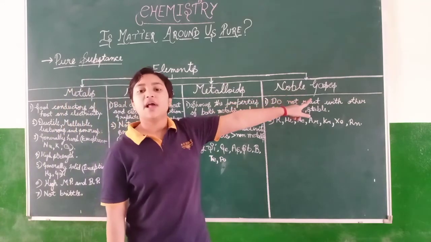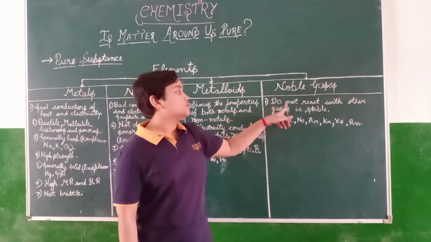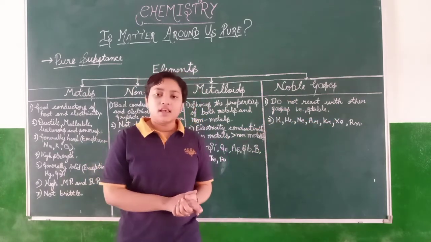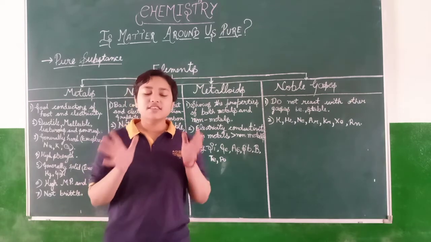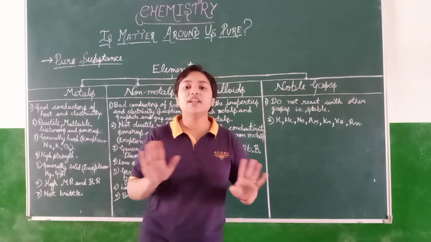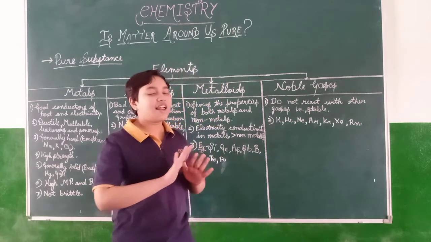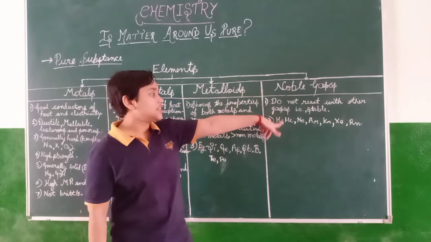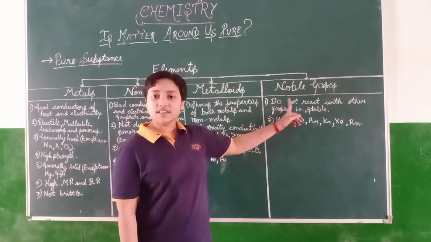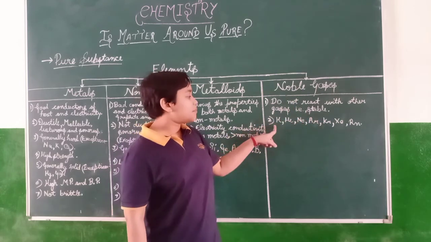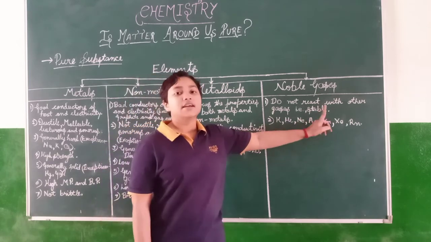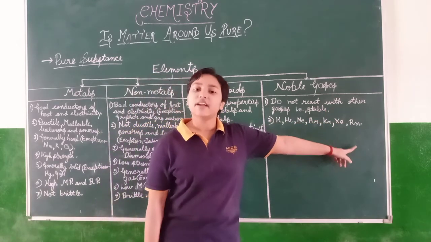Now we come to the noble gases. Noble gases are the rare gases. They are present in very small quantity on the earth. Noble gases do not react with each other or with any other gases. They are just stable. They don't need any partner to come and get involved with them. They don't need any friends. They are alone, very happily. Means they are stable. Examples: helium, neon, argon, krypton, xenon and radon.